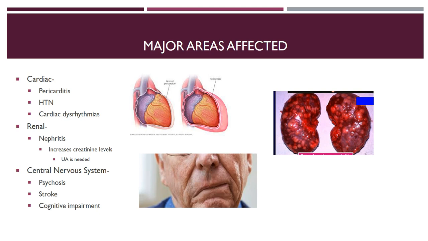Major areas that are affected: for cardiac, it's the pericarditis. It can also cause hypertension and cardiac dysrhythmias. For renal, it's nephritis, increased creatinine levels, and you need a UA in order to diagnose and to find out the extent of the damage done. Central nervous system could be psychosis, stroke, or cognitive impairment.